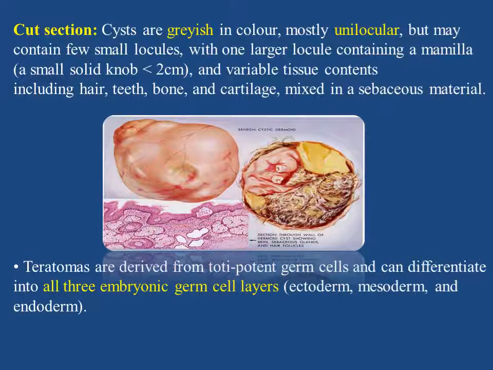As they are derived from totipotent germ cells, they can differentiate into all 3 embryonic germ layers like the ectoderm, mesoderm.